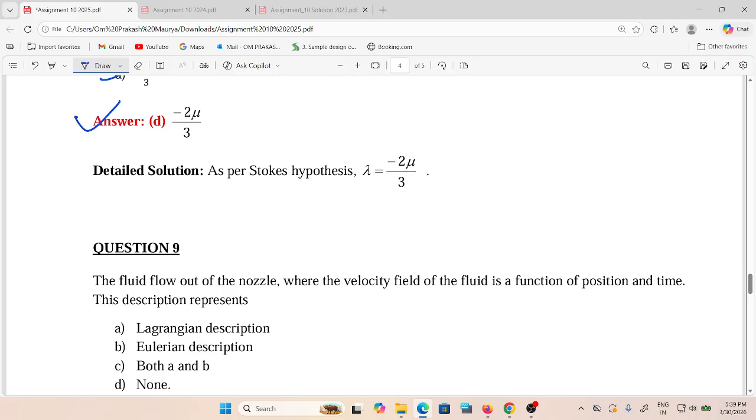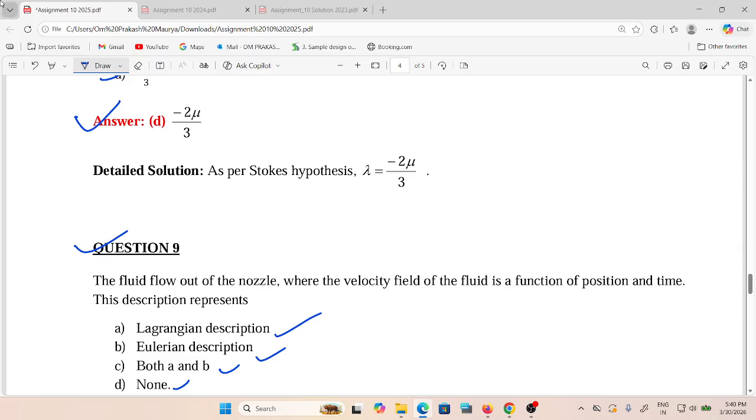Okay, so now let us move on to the next question, question number 9. The fluid flows out of a nozzle where the velocity field of the fluid is a function of position and time. This description represents: A, Lagrangian description; B, Eulerian description; or C, both A and B; or D, none.